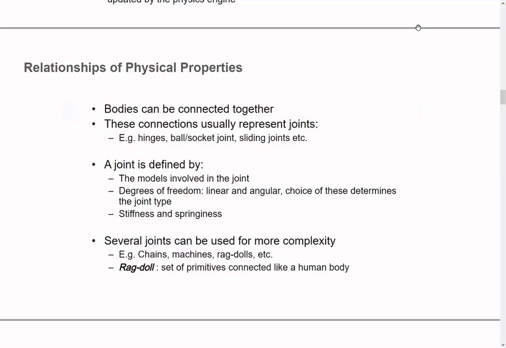Then several joints can be used together for more complex objects. For example, chains, machines, etc. There's also the ragdoll, which is a set of primitives connected to look like a human body. We know what primitives are, the collision primitives we discussed. So you use these primitives to develop an object which looks like a human body. Let me show that to you.